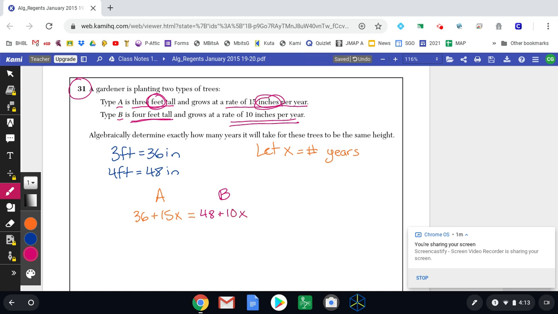Now that we have this equation, we can just go ahead and solve it. So if I subtract 36 from both sides, 15x equals 12 plus 10x. Subtract my 10x from both sides, giving me a 5x. Divide that by 5, and my answer is 2.4 years.